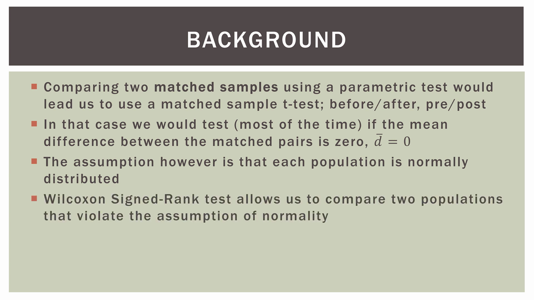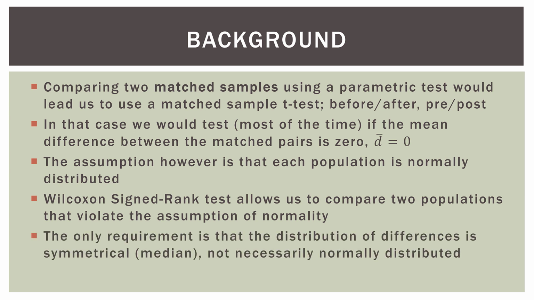Now, the Wilcoxon Signed Rank Test allows us to compare two populations that violate the assumption of normality. The only requirement is that the distribution of differences is symmetrical, not necessarily normally distributed. So we can think of the Wilcoxon Signed Rank Test as the non-parametric version of the matched sample t-test. And instead of using the actual data values, we're going to be looking at the ranks of the differences, and we'll see how that works as we go.